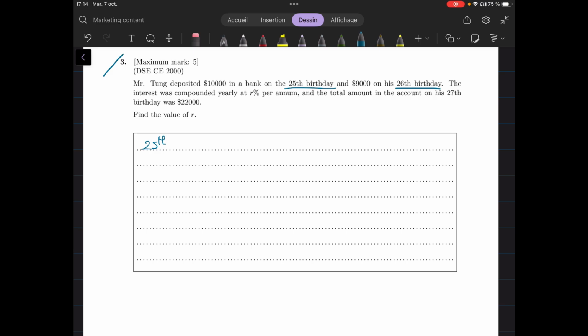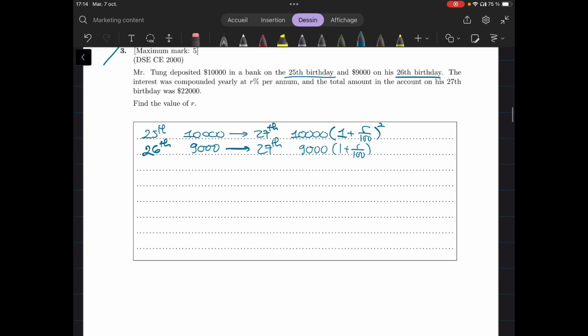He received 10 grand on the 25th birthday. That means that on the 27th birthday, he should have 10,000 times 1 plus R divided by 100 squared dollars. He received 9,000 on the 26th birthday. So on the 27th birthday, the money has 1 year to compound, and he should receive 9,000 times 1 plus R divided by 100. We know that he has a total of 22,000.